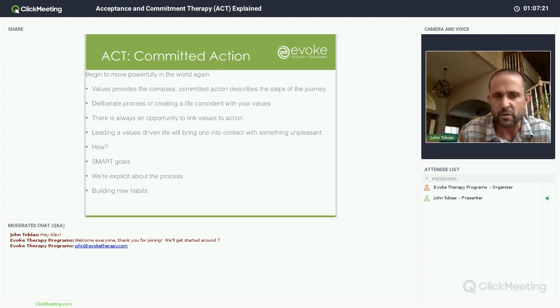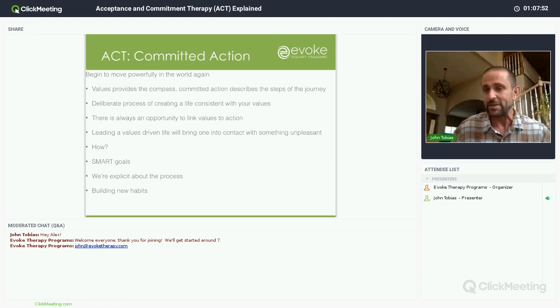There's always an opportunity to link values to action. And let me explain that one. It's important. This one comes up in the field often. If a client is saying, and I get this pretty regularly, "John, you want me to work on my relationship with my parents," and sometimes they'll say, "and I do want to work on my relationship with my parents. How can I do that? I'm here and they're there."